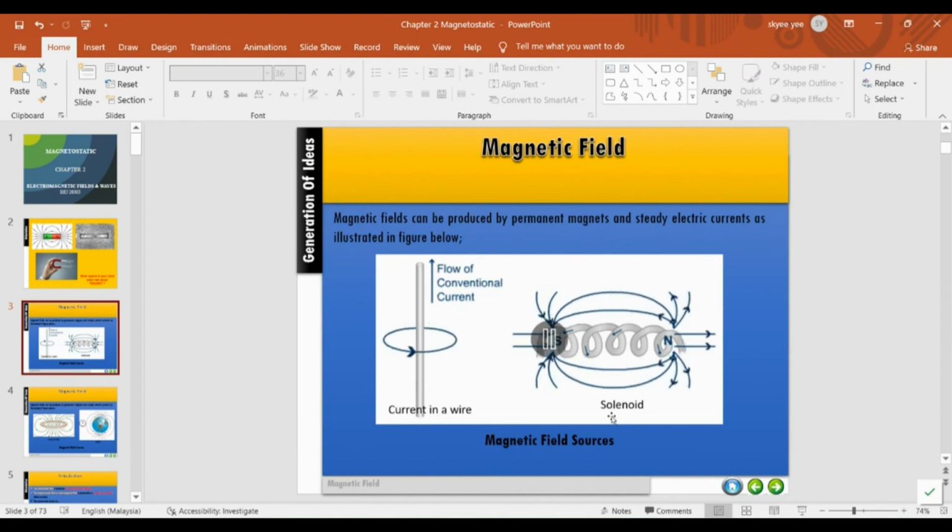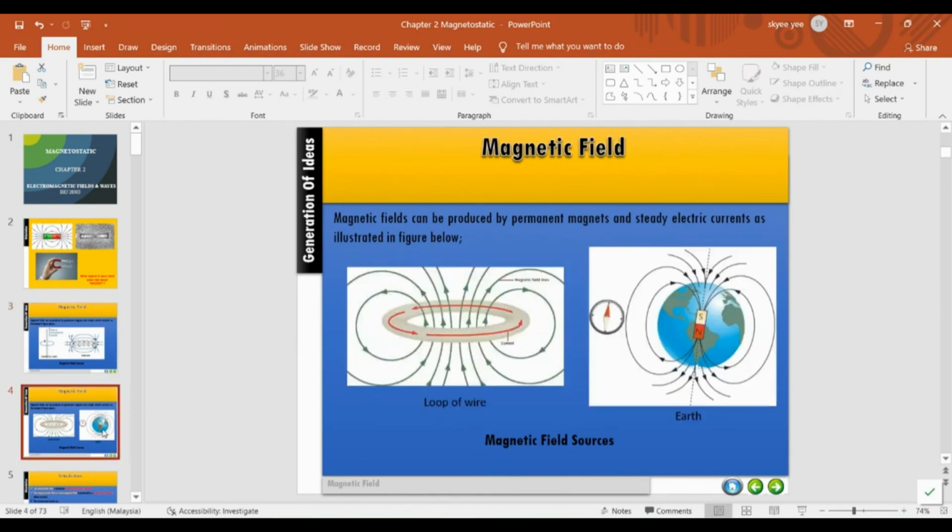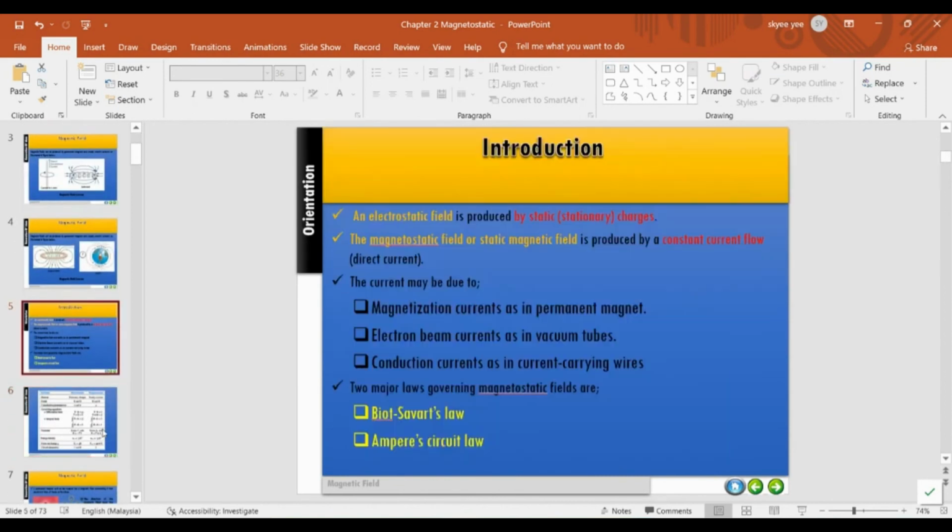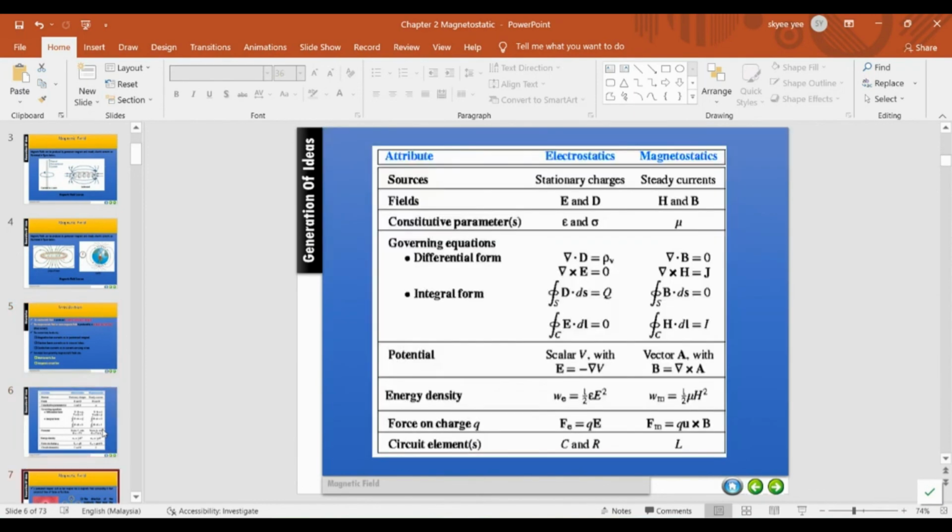But when you make the wire in the form of a loop, it will become a solenoid. So it becomes somewhat like a magnet bar. You have a north pole and also a south pole. And our earth itself is also a big magnet. Today we'll be covering two laws in this chapter, the Biot-Savart's law and also Ampere's law, for us to calculate the magnetic field at certain positions.